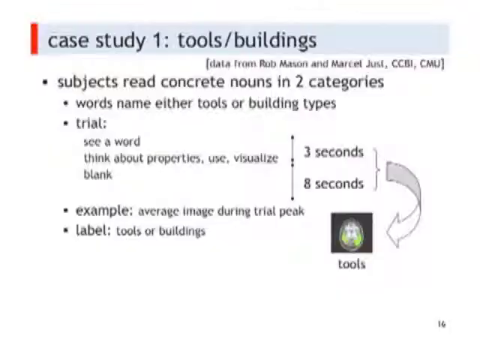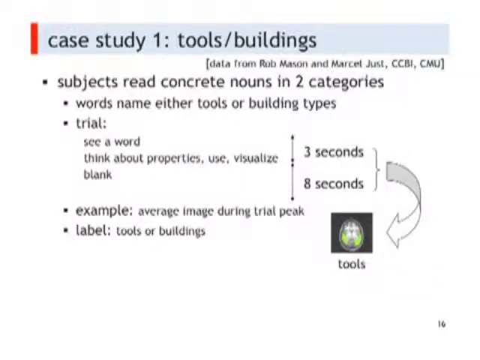The data sets I'll be using, there are 2 of them. For this part of the talk, let's focus on this one. It's one where the subjects were just reading concrete nouns, names of either types of tools or kinds of buildings. The typical trial is: the subject sees a word, has to think about it and visualize it, or think about how they use it if it's an object, for 3 seconds, and then you have 8 seconds of blank where they're supposed to empty their minds. It's not the best task in the world. I've done this. It's a pain in the neck, but you can actually still decode from this sort of data.